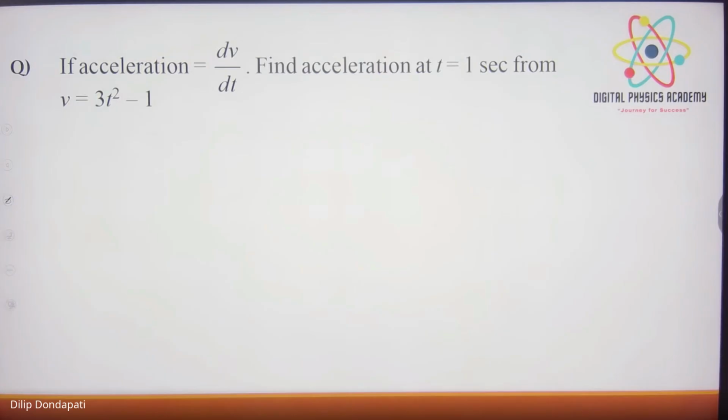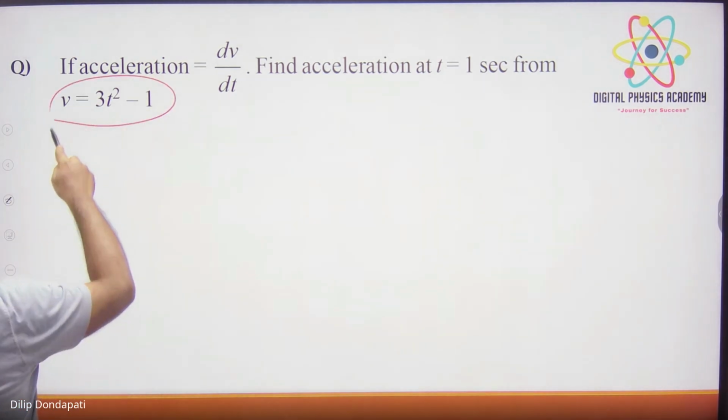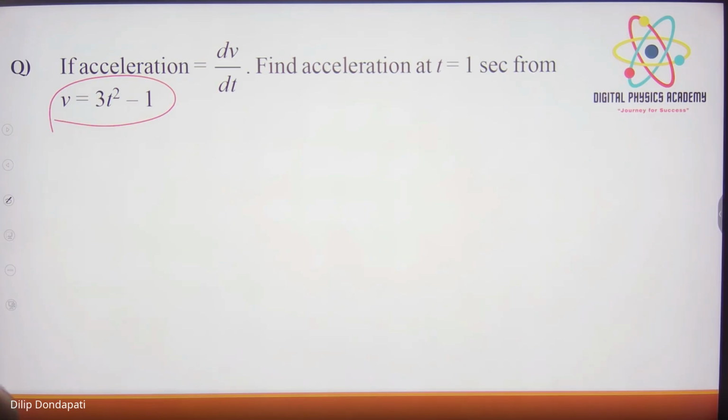Acceleration, you know already, is the rate of change of velocity. If you do dv by dt, you will get acceleration. He's asking to find the acceleration at t equal to 1 second, from v is equal to 3t square minus 1.